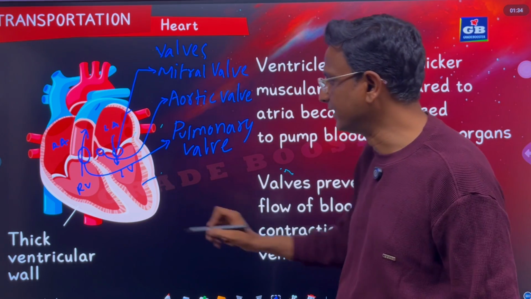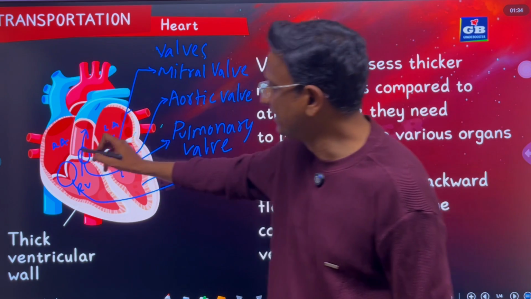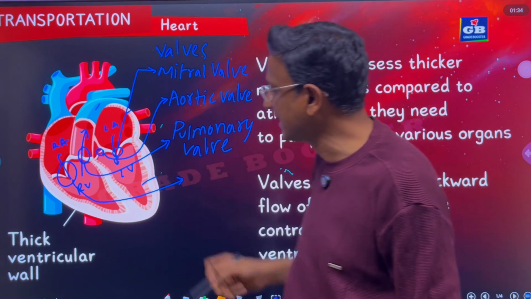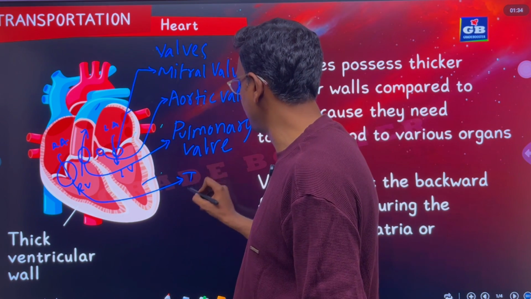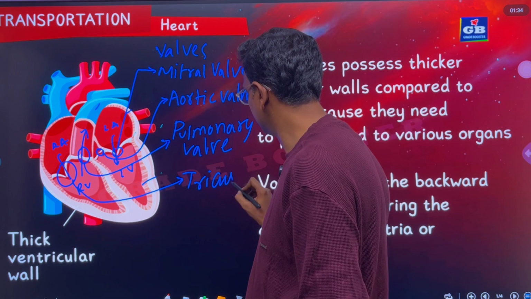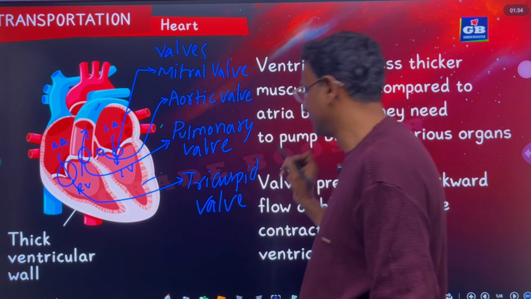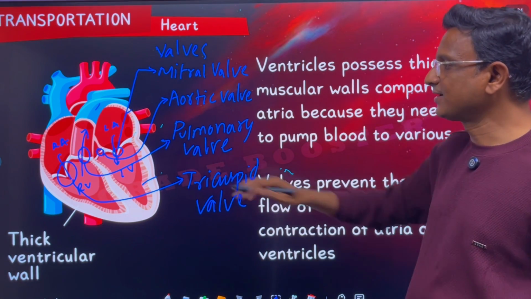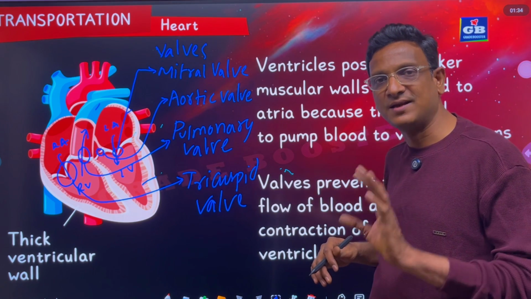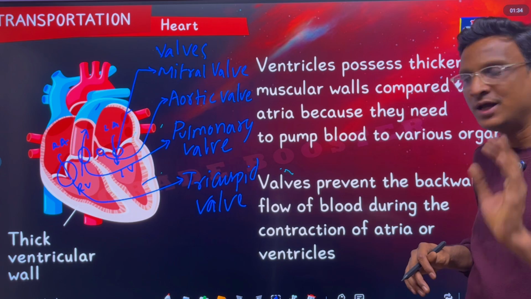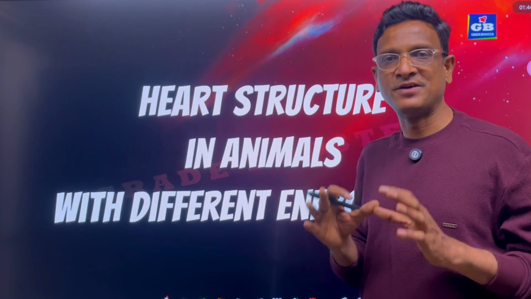So 3 valves completed. The fourth one is present here. It is present between right atria and right ventricle. What is this valve? This valve is called as tricuspid valve. Right. So there are 4 different types of valves present in the human heart. And I told you the valve is like a door which allows the flow of blood only in one particular direction. So children, we have seen the structure and function of human heart.